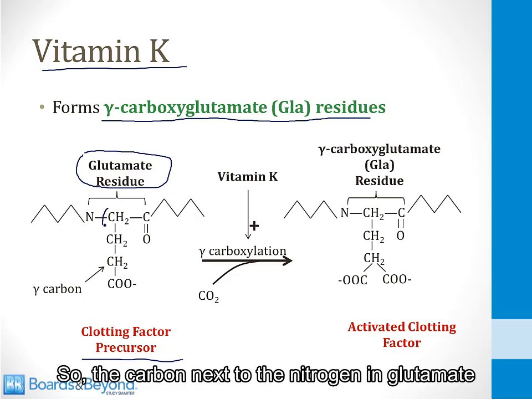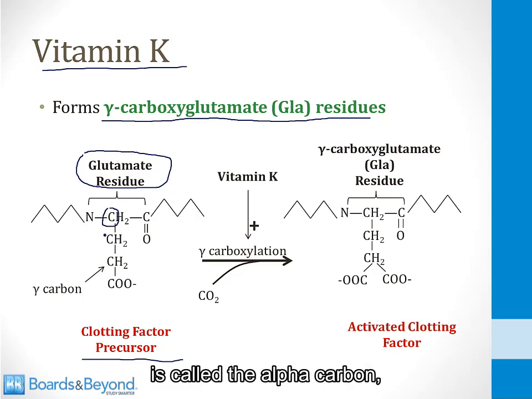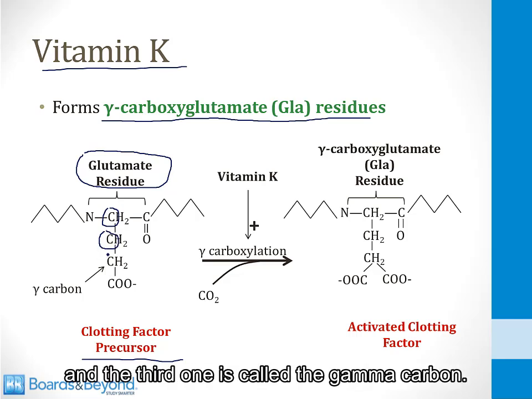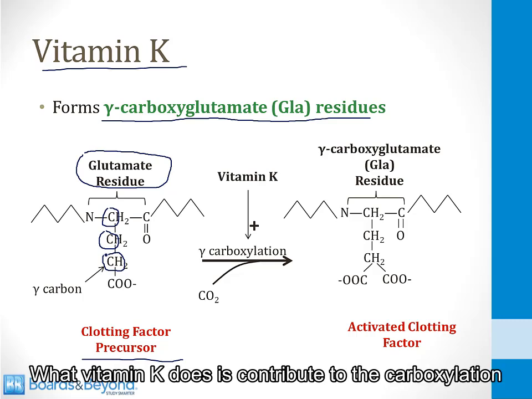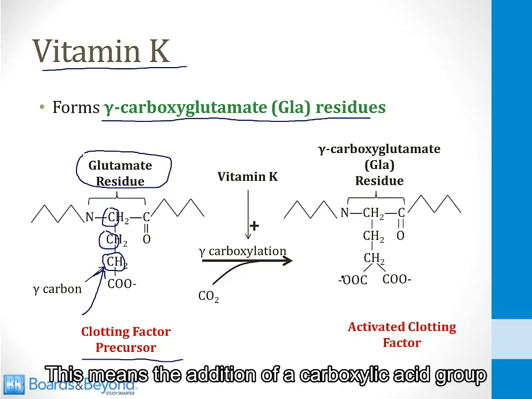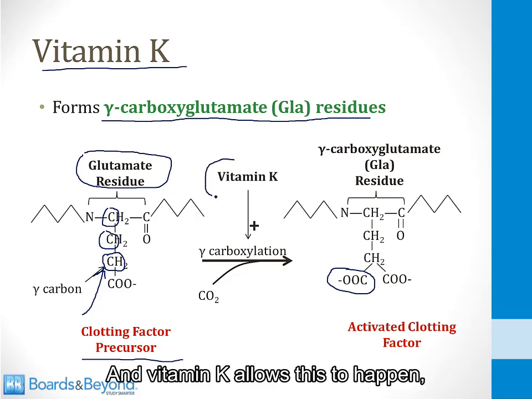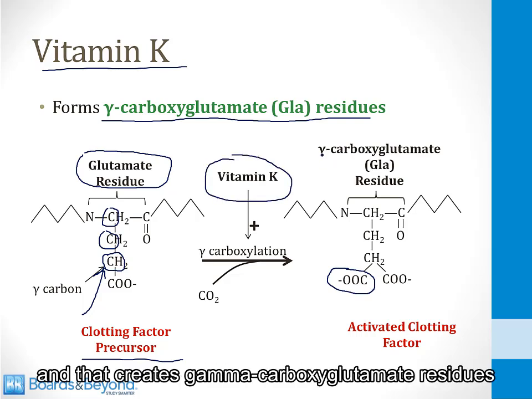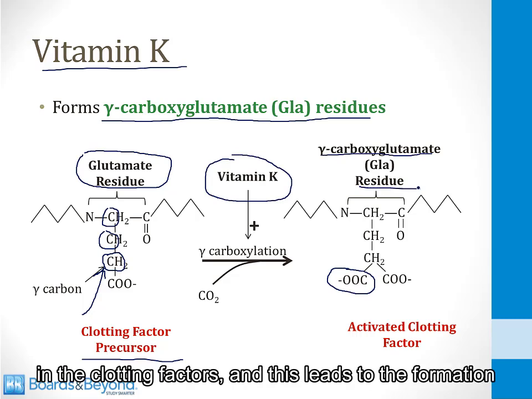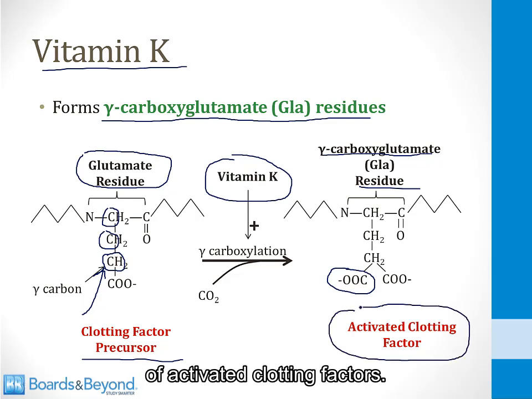The carbon next to the nitrogen in glutamate is called the alpha carbon. The next carbon is called the beta carbon, and the third one is called the gamma carbon. What vitamin K does is contribute to the carboxylation of this gamma carbon. This means the addition of a carboxylic acid group to the gamma carbon. And vitamin K allows this to happen, and that creates gamma-carboxyglutamate residues in the clotting factors, and this leads to the formation of activated clotting factors.